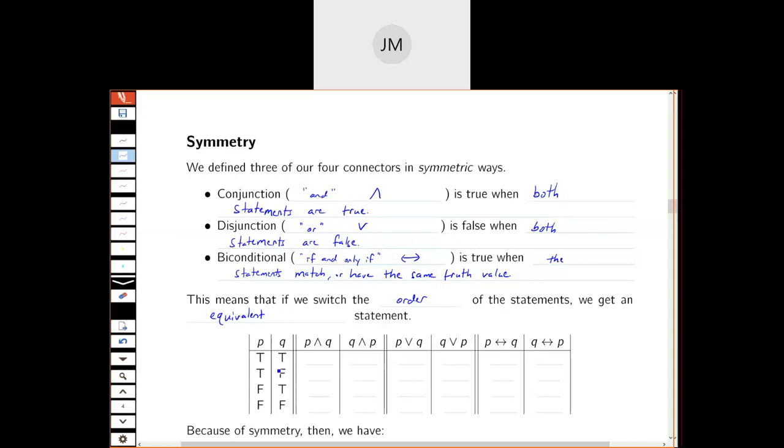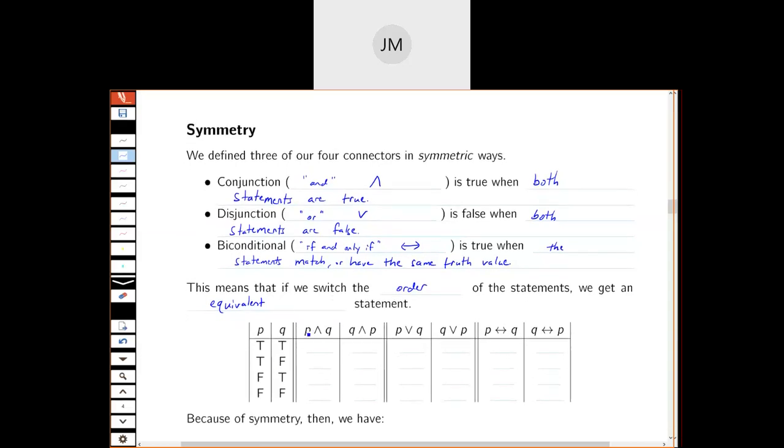Okay. So if I look at P and Q, it's true when both statements are true and false otherwise. In that first row, they're both true, and in all the other ones, they're not both true. I have one or more falses. So Q and P is going to be the same thing. When they're both true, I get a true, and if I don't have them both true, I get a false. So I have the same truth values, so I can see that they're equivalent. The order doesn't matter.